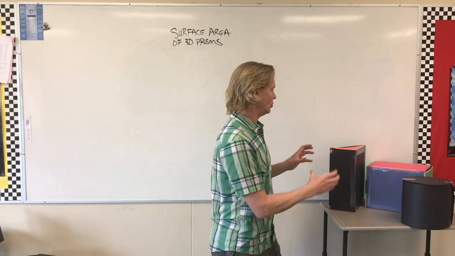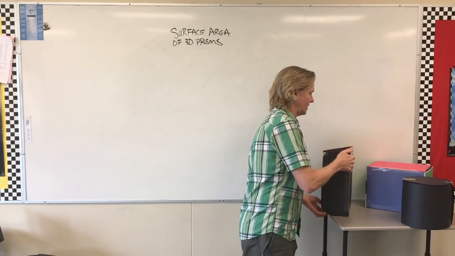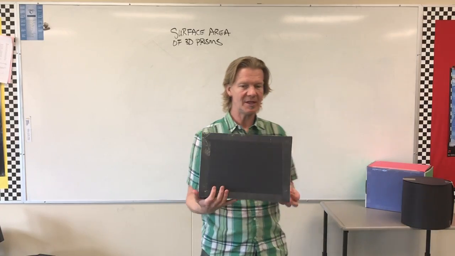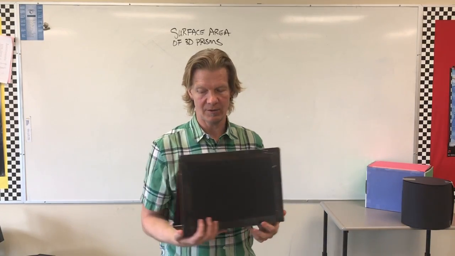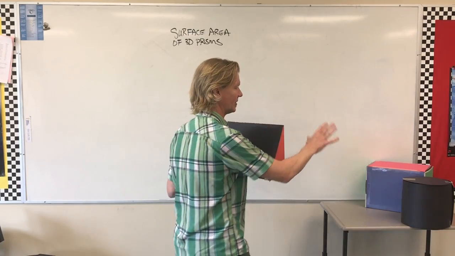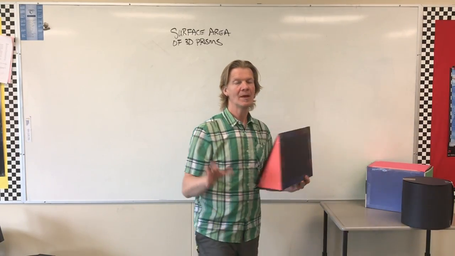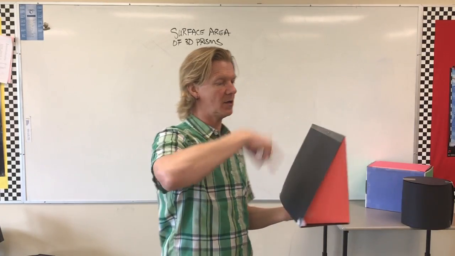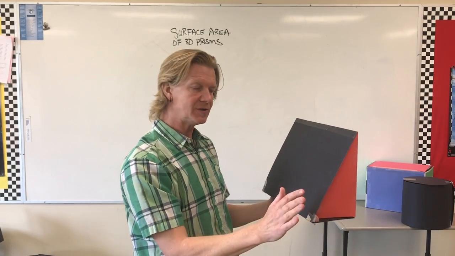Now remember, volume of these things, I'll start with the triangular prism today. Volume is the number of cubes that'll fit inside here, 3-dimensionally. How many little 1 centimeter by 1 centimeter cubes can I fit inside this shape or the rectangular prism or the cylinder? Surface area is how many squares can we fit on the outside of the flat surface, okay?